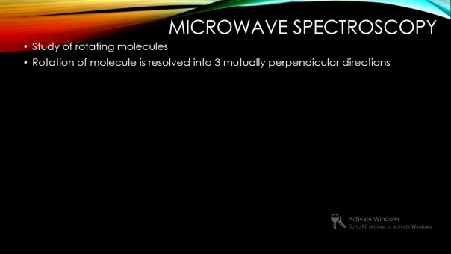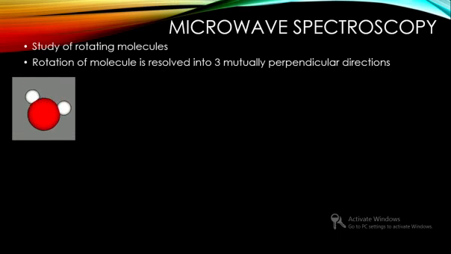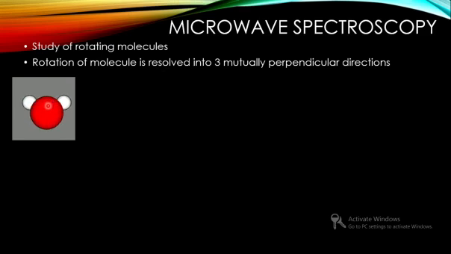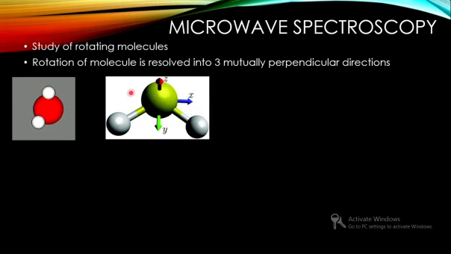The rotation of the molecule as such is a very complicated thing. You can see here a water molecule represented in the picture, and it can rotate about any of its directions. As such, a rotation is very complex to deal with. So for simplicity we will resolve such a rotation into three mutually perpendicular directions. So these are the directions.